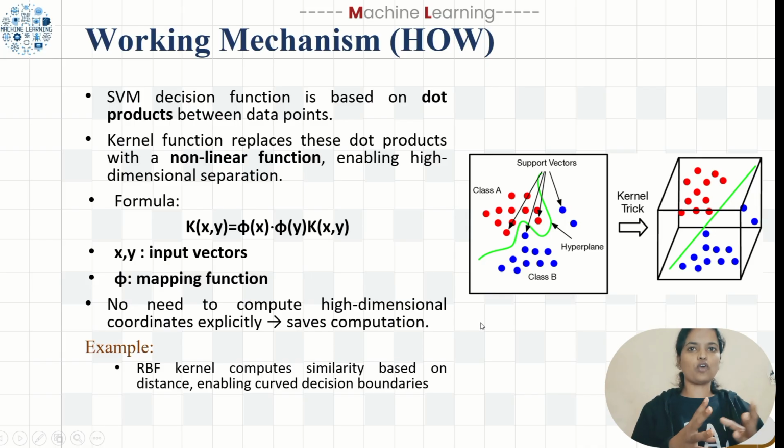So here we use a formula which is given like K(x, y) equals phi(x) times phi(y), where x and y are the input vectors and phi is the mapping function, which is a nonlinear function, the main point which helps to enable the higher dimensional separation. What exactly is the strength of the kernel trick? There is no need to compute the higher dimensional coordinates separately, so it increases the computational efficiency of the SVM algorithm.